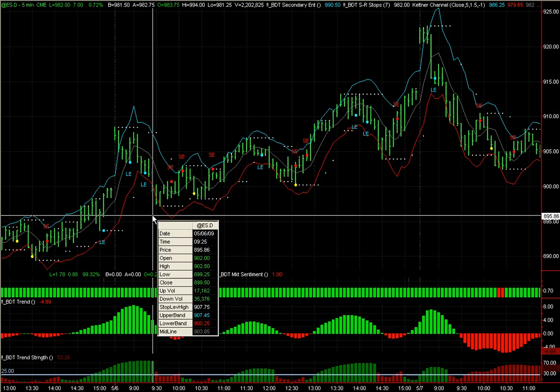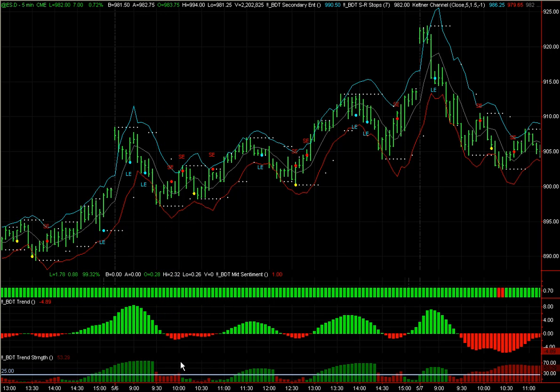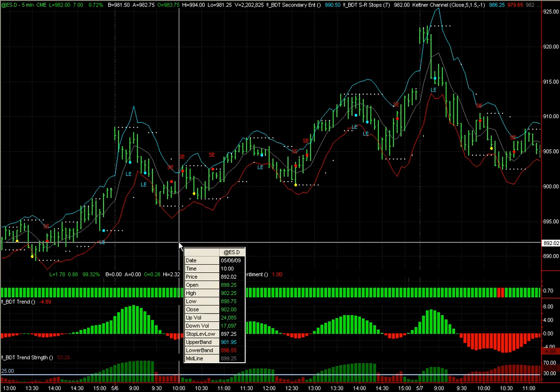900.25. After that cross, we see that the indicators change. Instead of going up, they turn bearish. As soon as that happens, and since the trend strength is below 25, I set my profit target at the upper band of the Keltner channel.